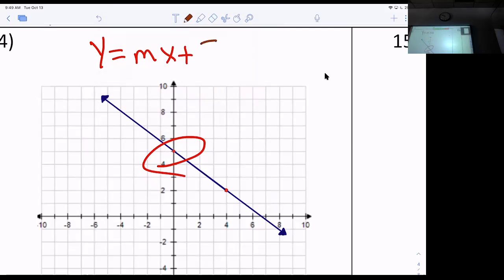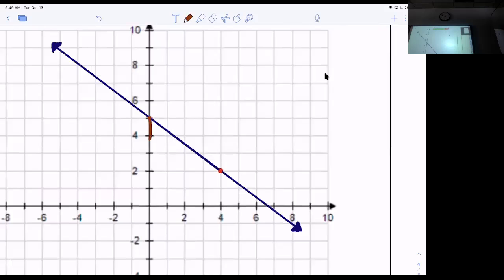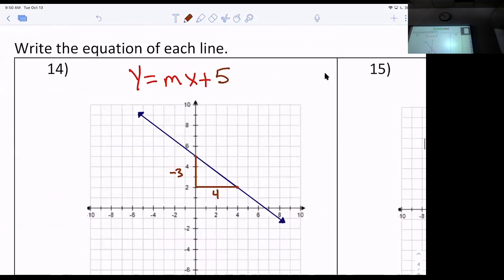Now I've got to figure out what the slope is. So take your color, and I went from this point down to here, and then I went over to here. So I went down how many? I went down 3, and then I went right 4. So what's the slope? It's that simple. So now I replace m with what? Yes, -3/4.